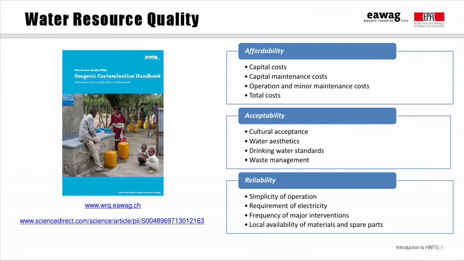You can get some good information from the Water Resource Quality website here, and one of the journal publications that came out of this project, that you can see here, describes a process for selecting a water treatment option. Even though the technology in question was for fluoride removal, the process could still be useful for selecting HWTS options. The authors identified 12 criteria grouped into 3 broad classes of affordability, acceptability, and reliability.